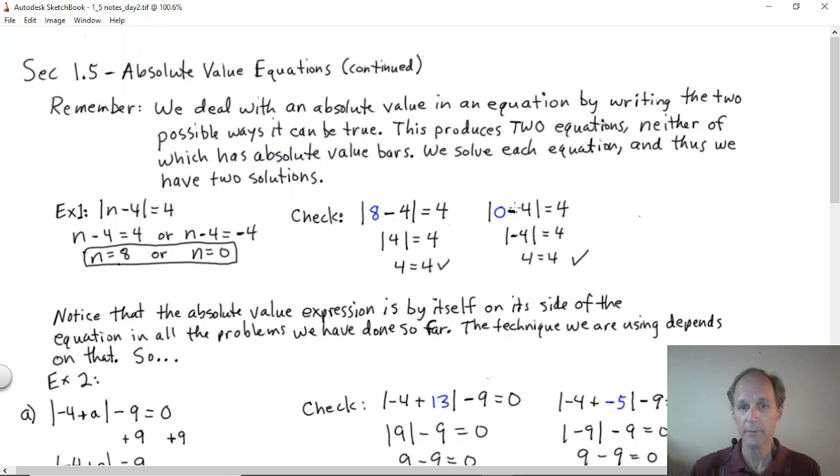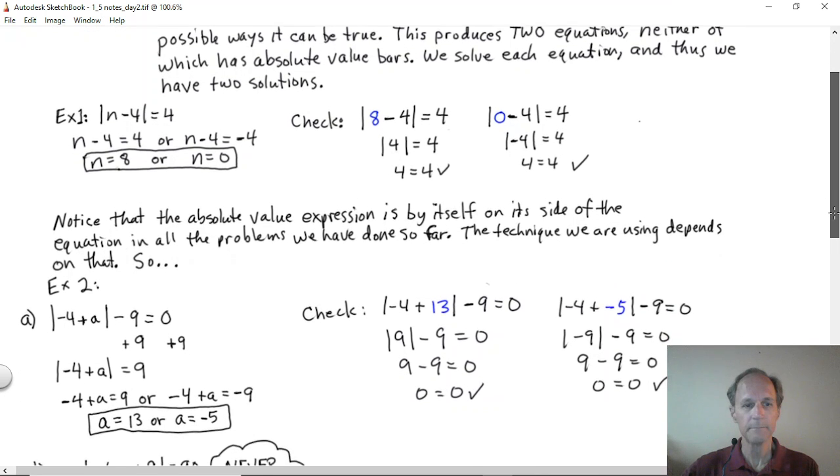The other possible answer we got, the other solution I should say, is 0. We plug that in for n. We get the absolute value of 0 minus 4 on the left. That simplifies to just the absolute value of negative 4, and that is 4. So we get the equation 4 equals 4, which is correct. So it checks.